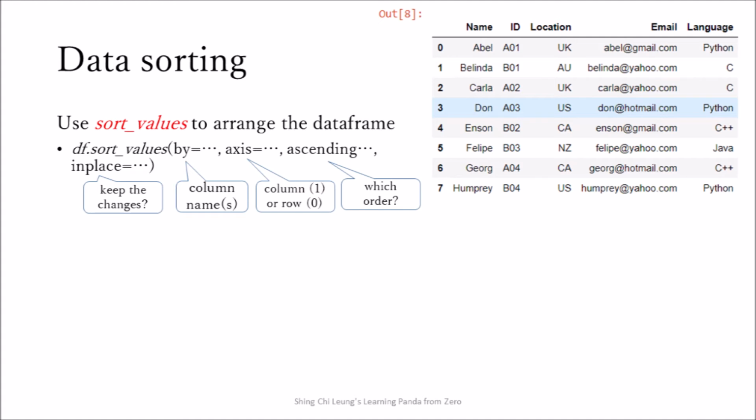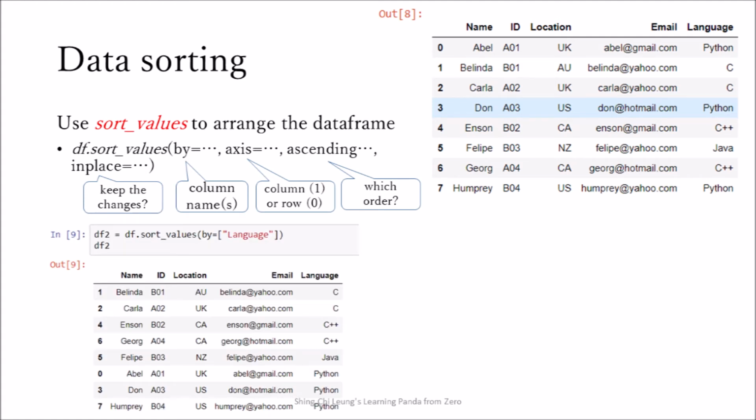There are optional arguments such as axis, ascending and inplace, and so on. Most of these require no further explanation because the names tell their respective options. Here we show an example. We use the sort_values method to generate a new data frame called df2. We sort the original data frame by the column language. When we look at df2, indeed now all data is sorted according to the language.